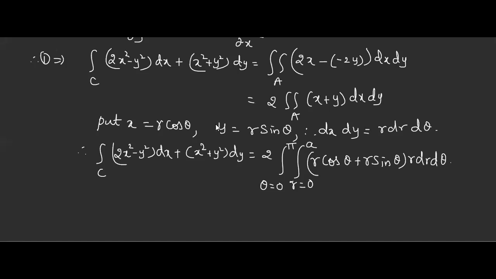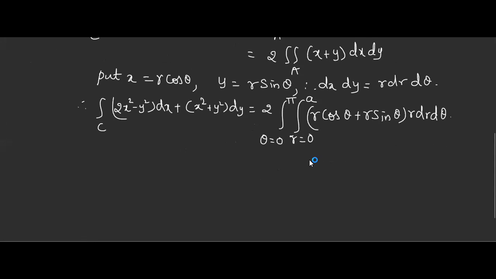0 to pi. Now what we can do is, let us simplify it. This is 2. Whenever you have constant limits, and if it is possible to separate r and theta terms in this case, then you can write it as product of two integrals. Hope you might have applied this concept.